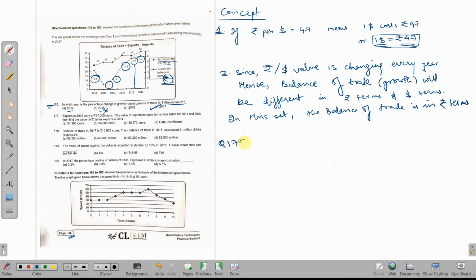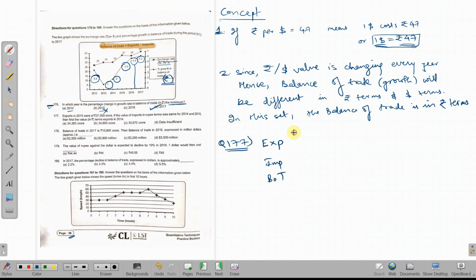Okay, now question number 177. I hope you have tried the questions. So balance of trade, they've clearly mentioned. What is balance of trade? Balance of trade is exports minus imports. Okay, balance of trade is exports minus imports. So what they're giving you here is exports in 2015 were 37,000 crore. So basically you have export and you have import and you have balance of trade. Balance of trade, I'll write it as BOT.